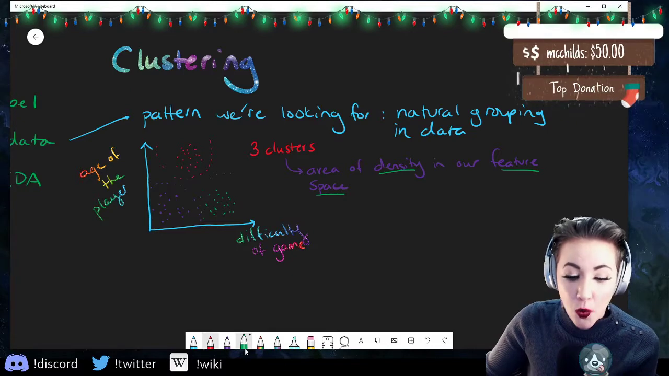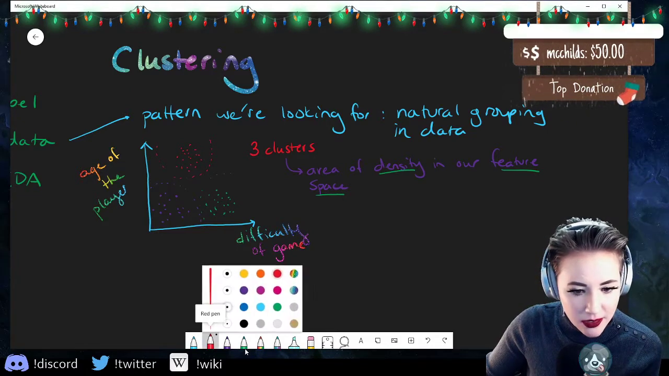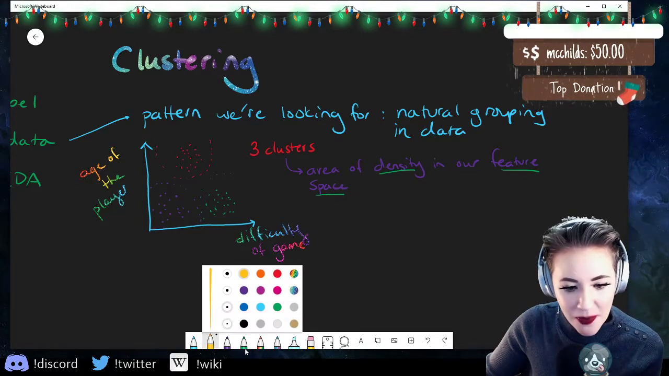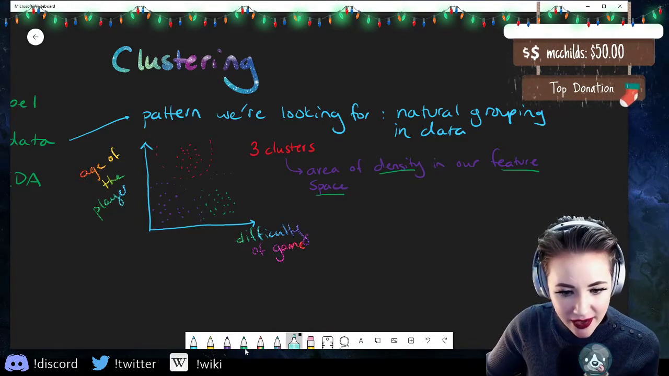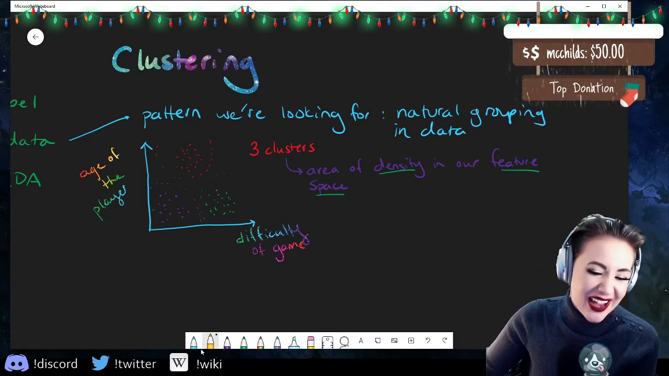One of the terms that we're going to need, though, do I have enough colors? I never have enough colors. Let's use yellow. I need like a bigger bar because I don't want the highlighter. I could do this on my own time. I want all the colors.